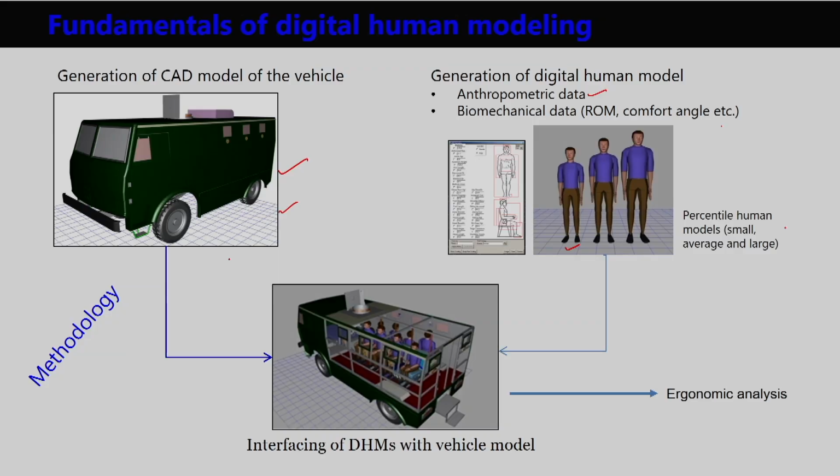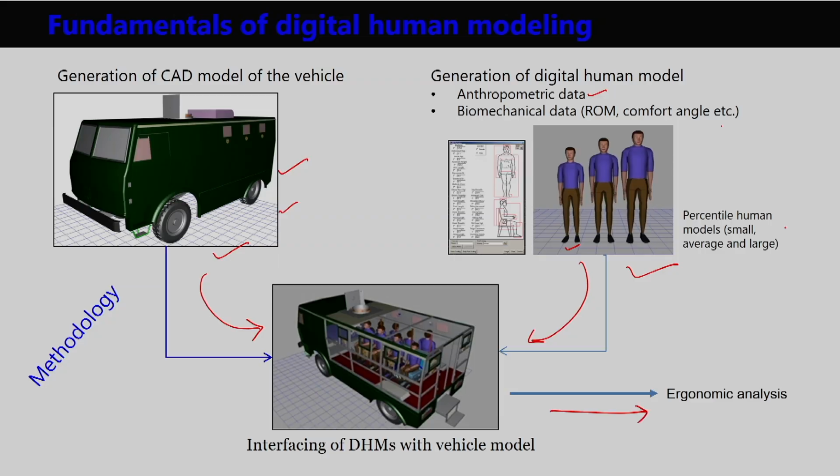After developing the vehicle model and the digital human model, we interface these two. How does this interface happen? We give the appropriate posture, follow the reference points and position the human models inside the vehicle model or workstation model, and then we proceed to different types of ergonomic evaluation.